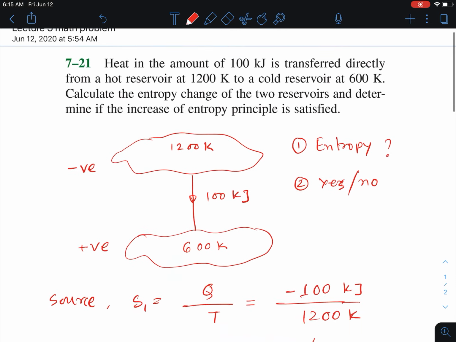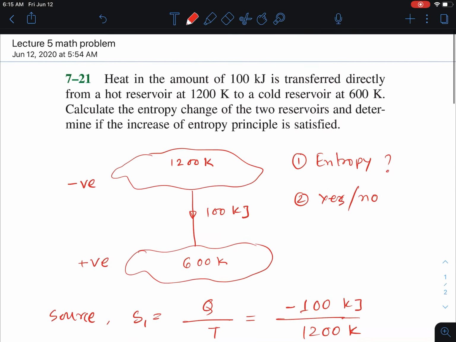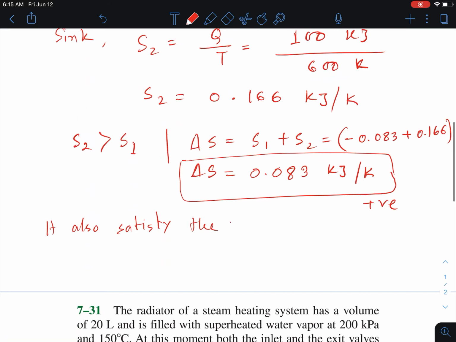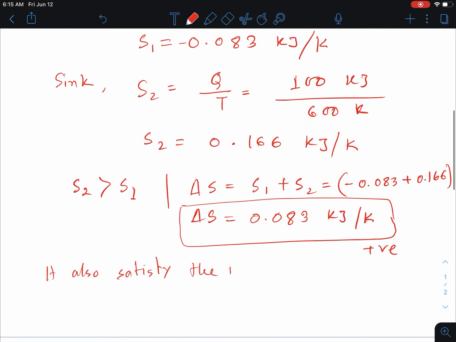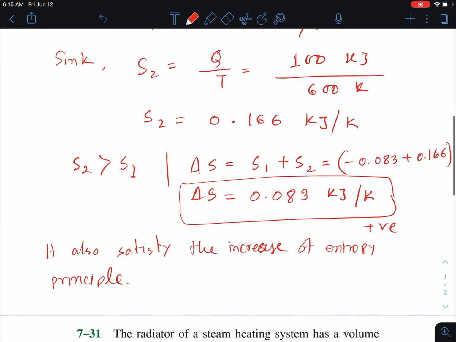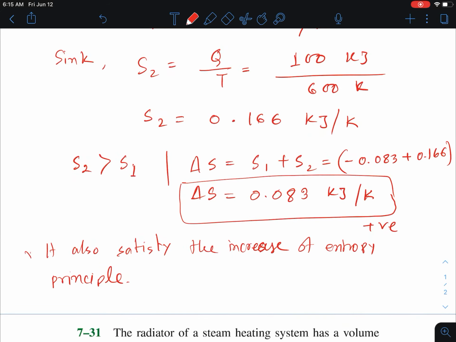It satisfies the increase of entropy principle. So that's all about this problem. So these two are the answers.